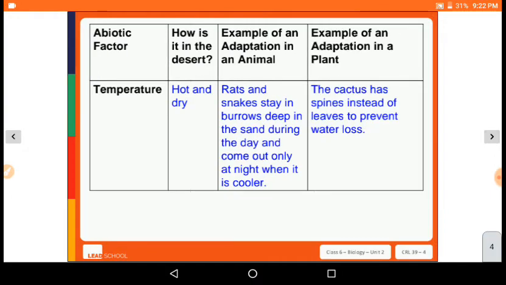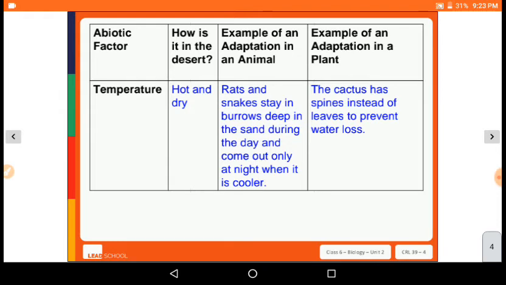And the last is temperature: the desert is hot and dry, and rats and snakes stay in burrows deep in the sand during the day and come out only at night when it is cooler. The cactus has spines instead of leaves to prevent water loss. तो आपको ये टेबल कंप्लीट कर देना है आपकी सप्लीमेंट्री बुक के अंदर, और उसकी फोटोग्राफ्स क्लिक करनी है और सबमिट करना है एज अ होमवर्क.